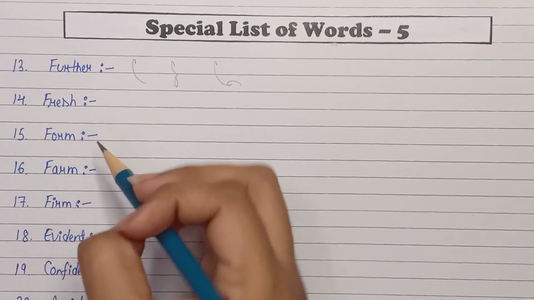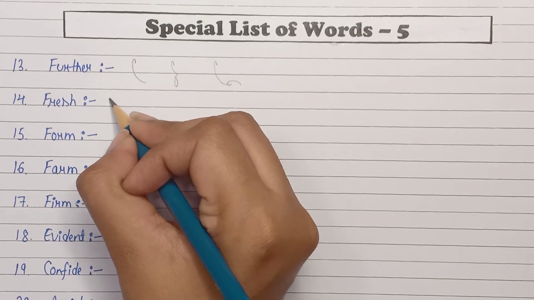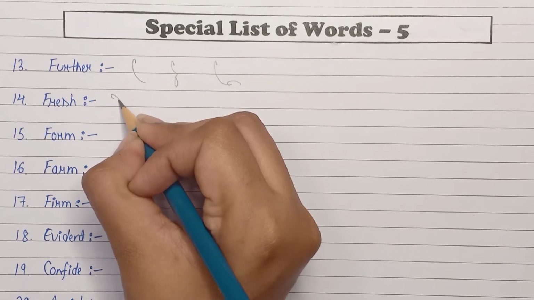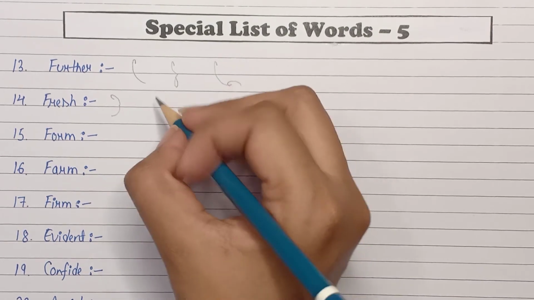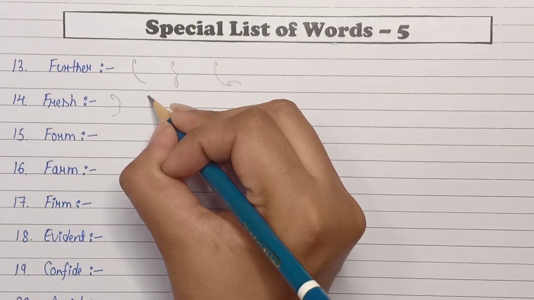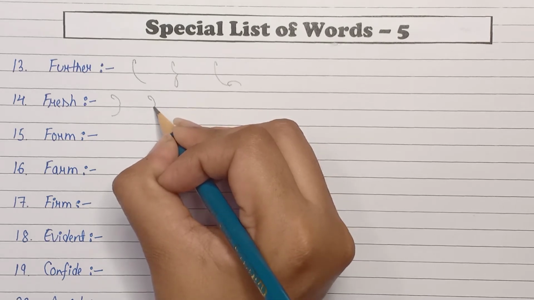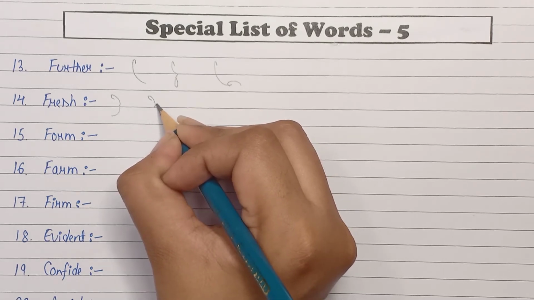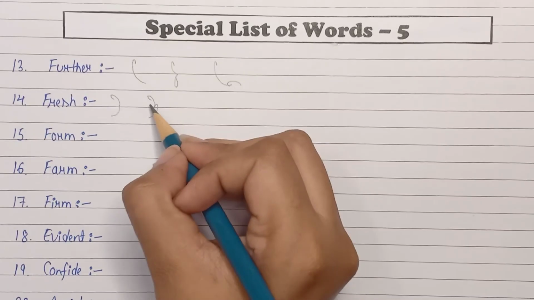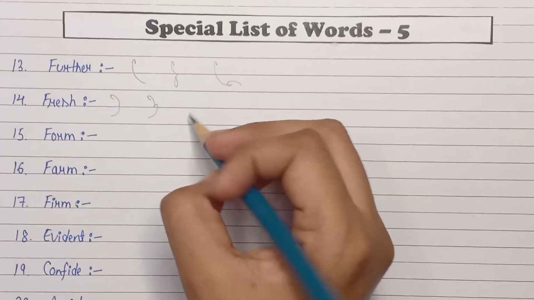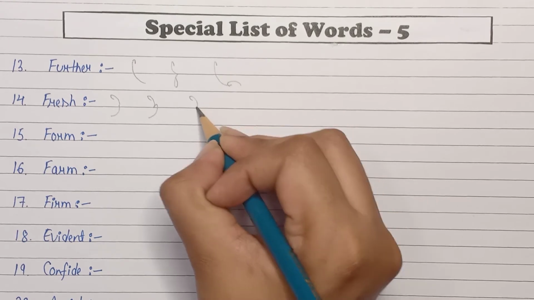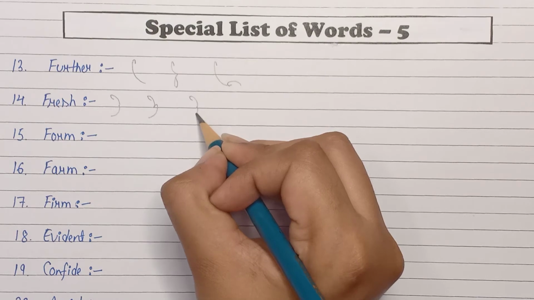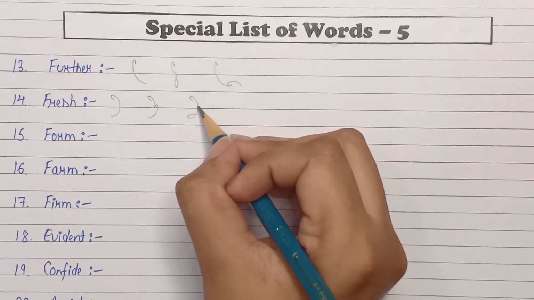Next is fresh. Reverse form of FR and SH. Fresh. Again, reverse form of FR and SHR. So this is fresher. Then fre and SH and ST ka loop. So this is freshest.